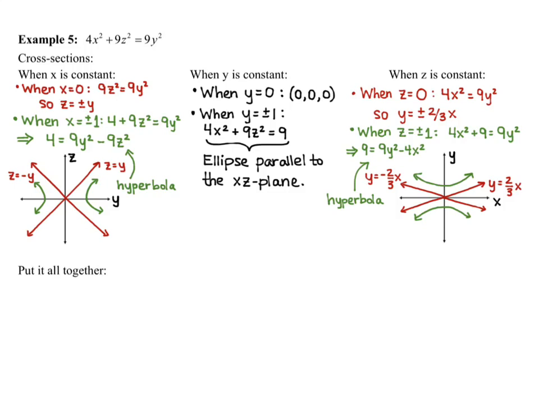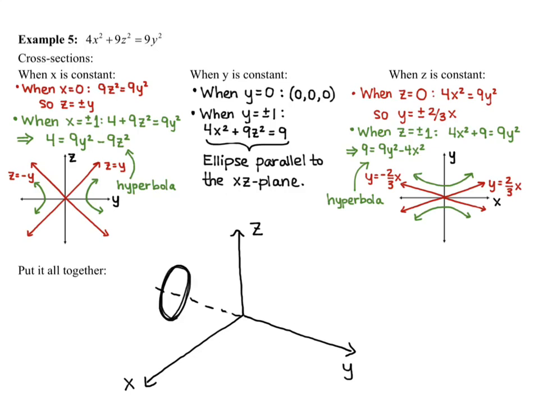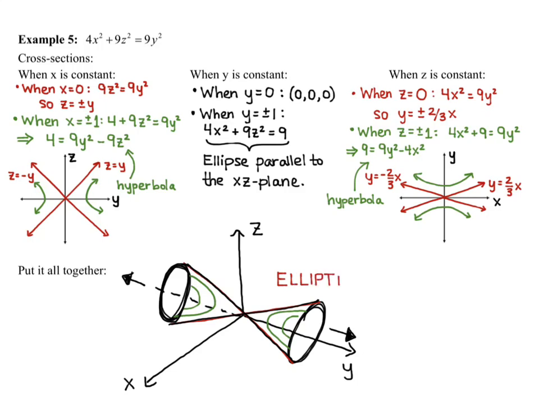Okay, now we need to put all of this together. We'll start with our ellipses. So our ellipses are parallel to the xz plane. And then let's graph our crossing lines and our hyperbolas. And now just put it all together. And you end up with this shape that expands both directions along the y-axis. And it's known as an elliptical cone because you have a cone that has an ellipse as the shape of the bell part.